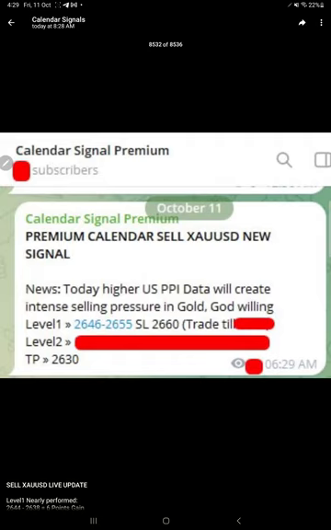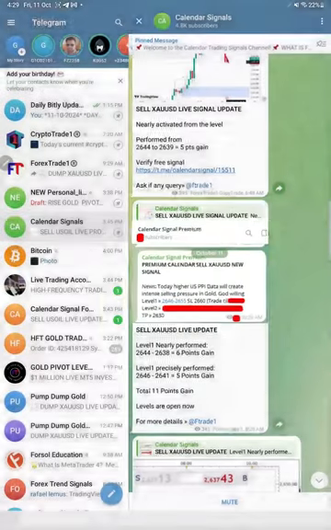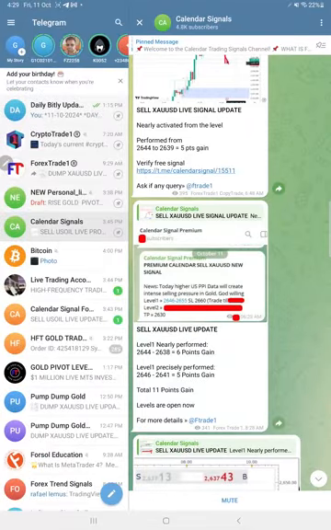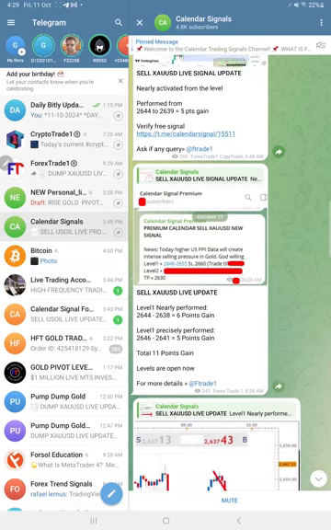Premium channel is where we gave all the levels with target and SL, all the details given to our premium clients at 6:30 a.m. GMT. This screenshot we shared in the free channel at much later in time, at 8:30 a.m. After 2 hours, we shared the screenshot of our premium channel revealing the level 1.